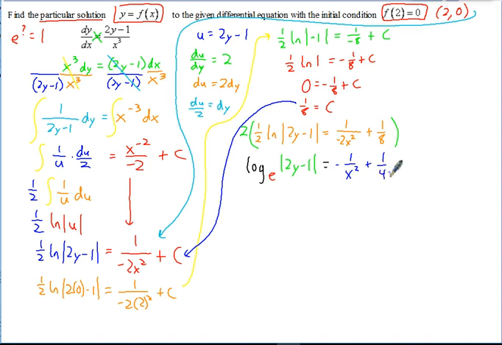And then to solve for the y, you'd have to switch this out of log form into exponential form to get that y outside the log. So the base is e, the exponent, and put in parentheses since there's this big exponent here, would be negative 1 over x squared plus 1/4. And that would equal what's inside the log, the absolute value of 2y minus 1.